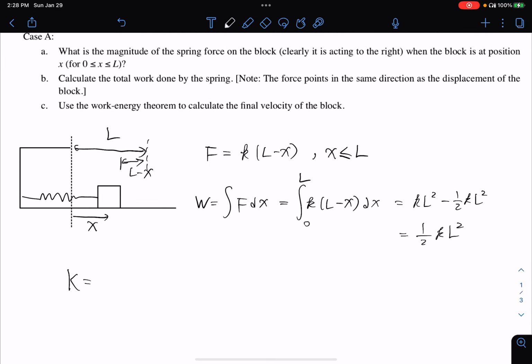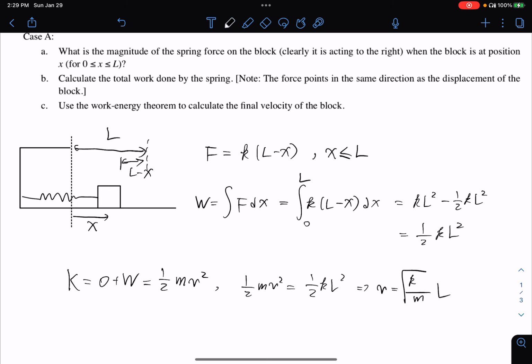The kinetic energy of the block originally is 0 because it's not moving. And then after the spring does some work, the work is going to increase its kinetic energy. So this is the final kinetic energy, which should equal 1/2 mv squared. So we get that 1/2 mv squared equals the work, which is 1/2 kL squared, and therefore we get that v squared should be kL squared divided by m. We can take a square root and get the final speed of the block.